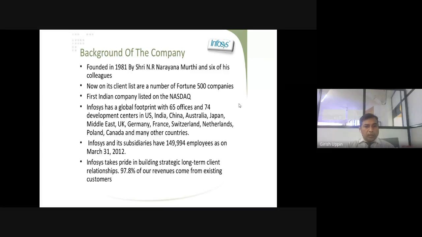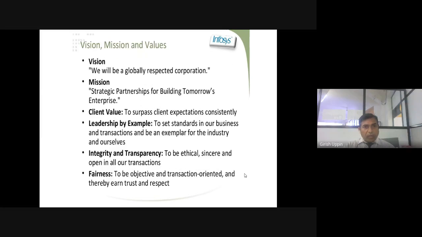Infosys and its subsidiaries have 1,49,994 employees. This is as of 2012. The stats are as per the older stat, 2013. Infosys takes pride in building strategic long-term client relationships. 97.8% of the revenues come from the existing customers. So this is the background of the company.